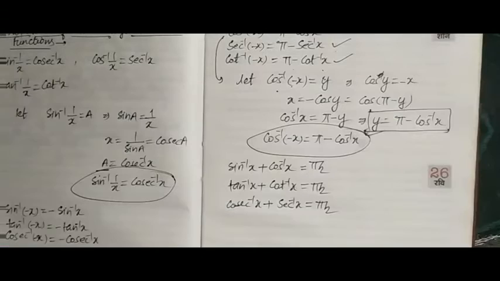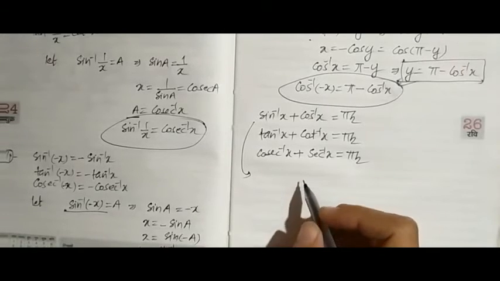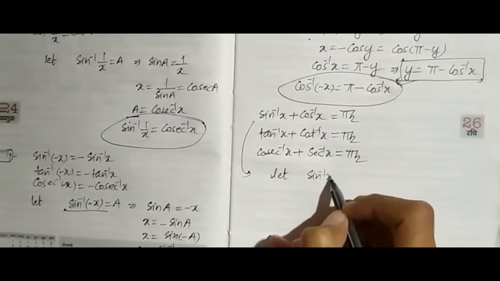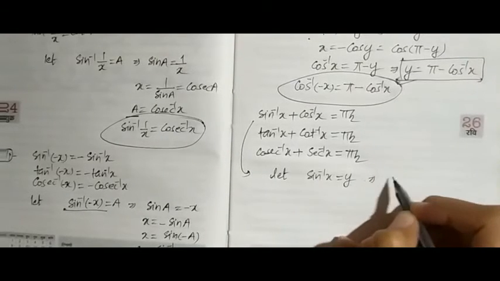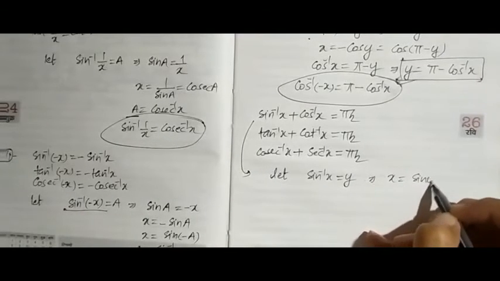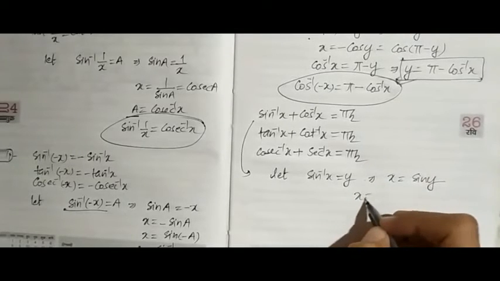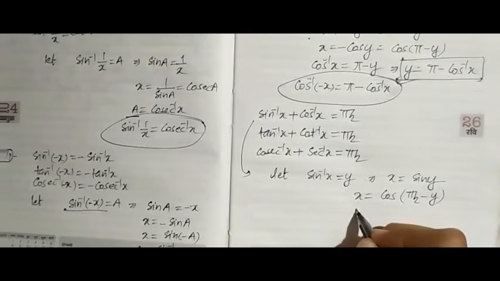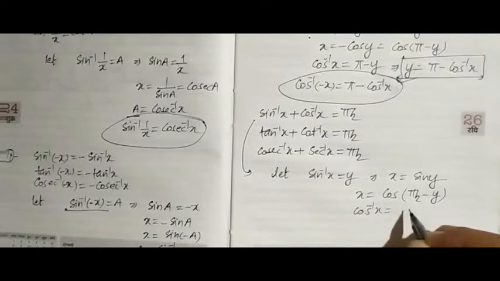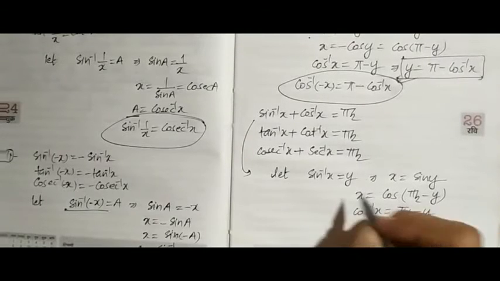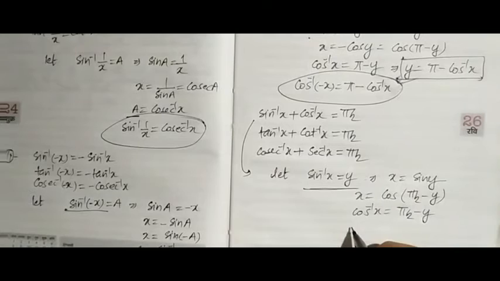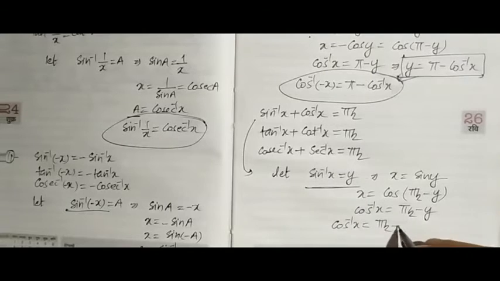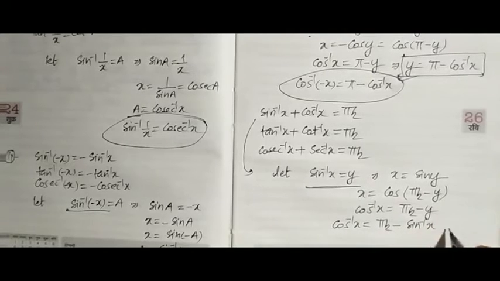Now we have to prove them. I am going to prove the first one. Let sine inverse x equal to y, then you can write x equal to sine y. Then sine y can be written as cos of pi by 2 minus y. Then you can write cos inverse x equal to pi by 2 minus y. In the place of y you can put sine inverse x, therefore you can write cos inverse x equal to pi by 2 minus sine inverse x.